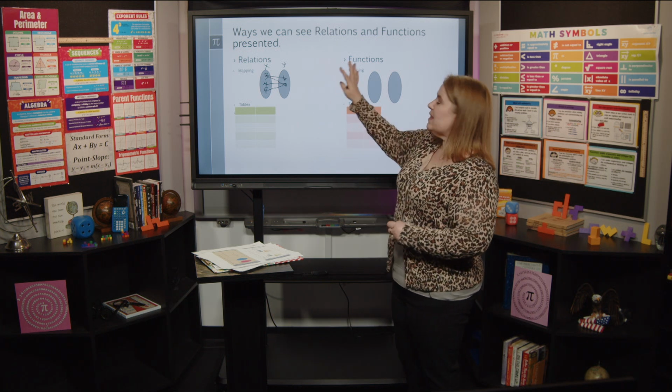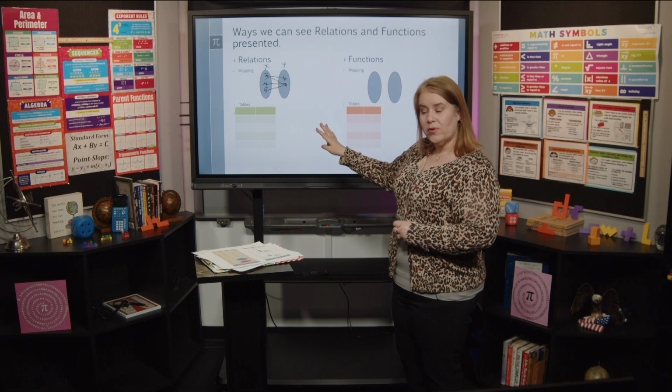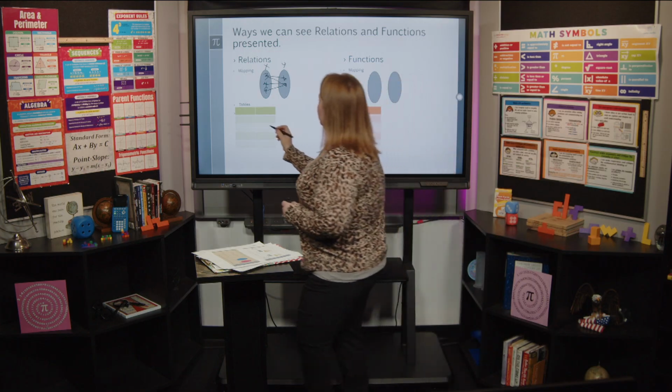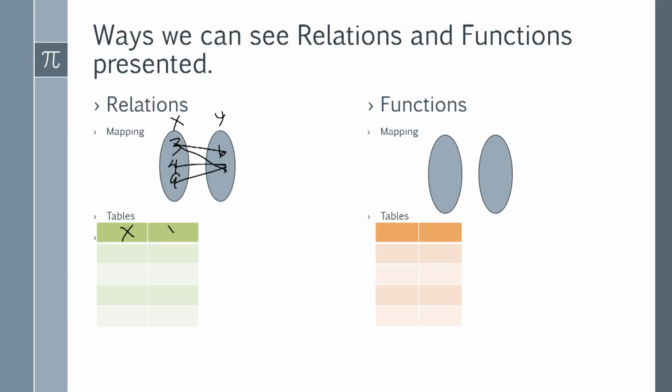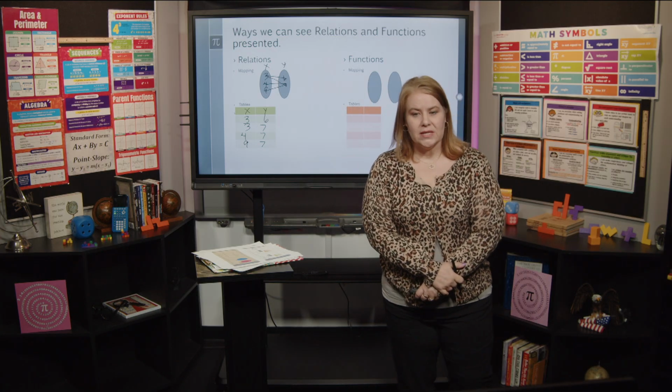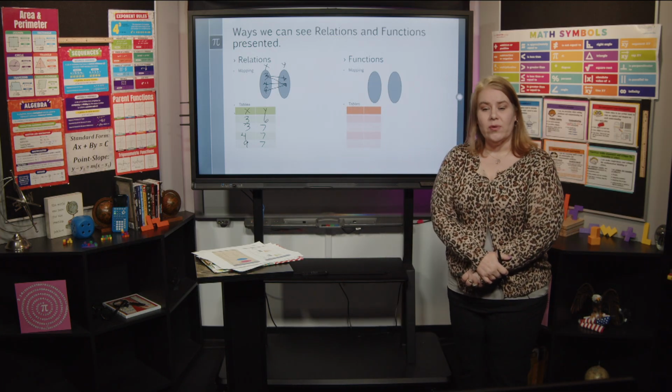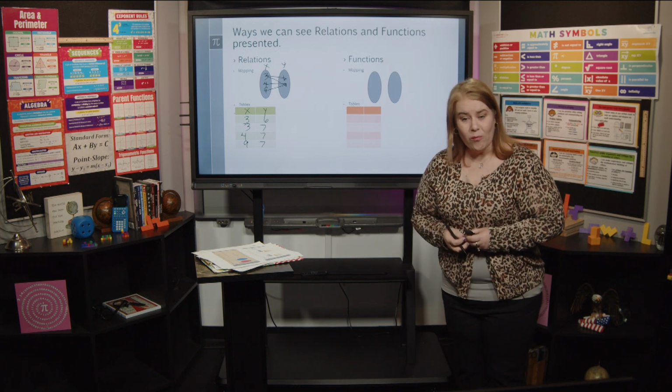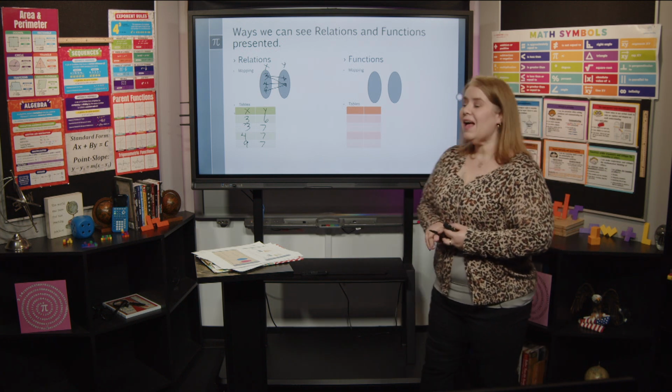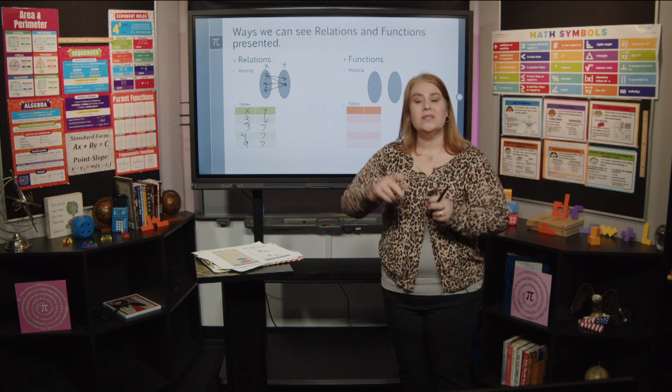We can also see those same inputs and outputs in a table. Here are my x values and my y values. 3 to 6, 3 to 7, 4 to 7, 9 to 7. Now one thing that we need to look at, when I have outputs, I can have the same output, but I cannot have an input and get two different outputs.